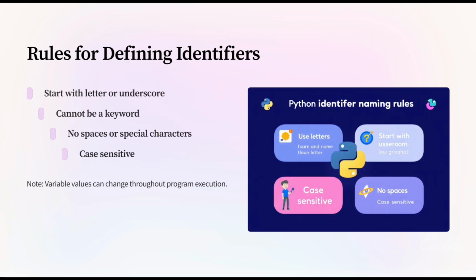There are some rules for defining an identifier. It should start with a letter or underscore. It cannot be a keyword. It should not contain any blank space. It should not contain any special characters. Uppercase and lowercase are treated differently because Python is case sensitive.